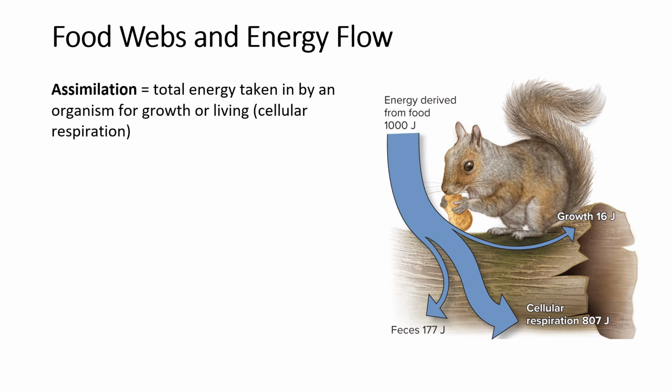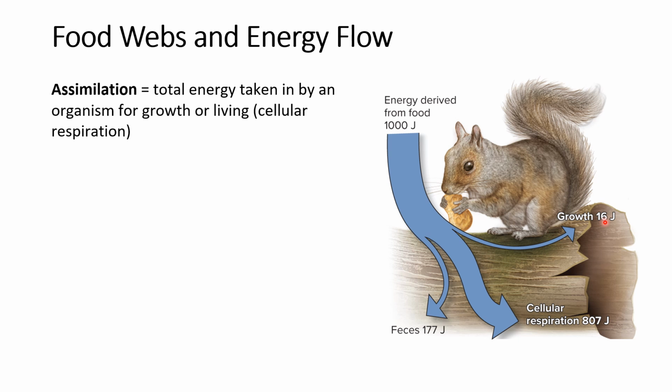Well, part of it has to do with the assimilation, or the total energy taken in by an organism for growth and cellular respiration. So we look at the squirrel here feeding on a nut. There's basically 1,000 joules of energy stored in that nut that it is consuming, right? A joule is a unit of energy similar to calories, but they're not exactly equivalent. So we're not saying a peanut has 1,000 calories, it's just a different unit here. But basically that squirrel is deriving 1,000 joules by consuming this peanut.